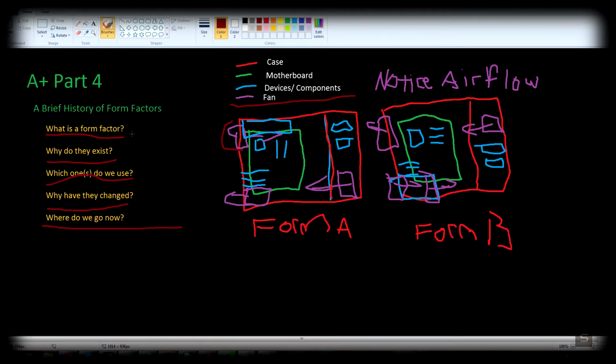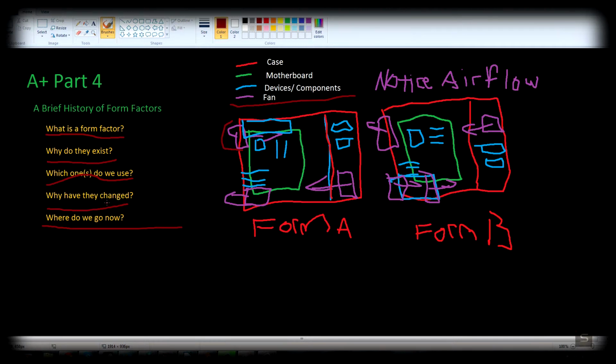What is a form factor? It's the positioning of the components within a computer case and the motherboard. Why do they exist? To create a standardized set of rules for how things are going to fit in there so that any component can fit in any case, in any motherboard. Which ones do we use? Well, we use ATX most of the time. A lot of us use ATX or one of the variants of it.